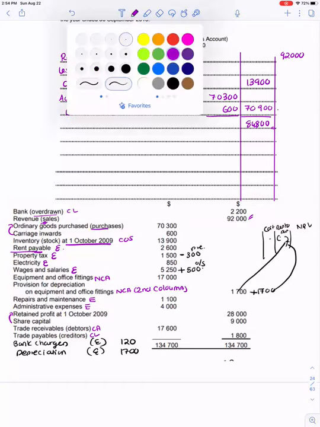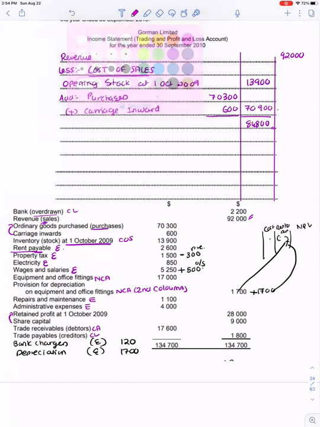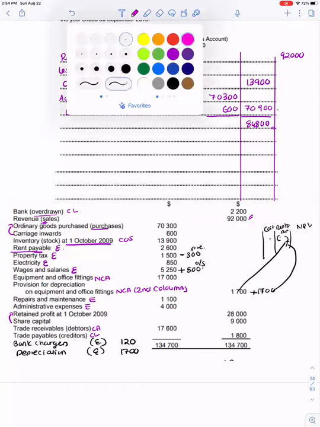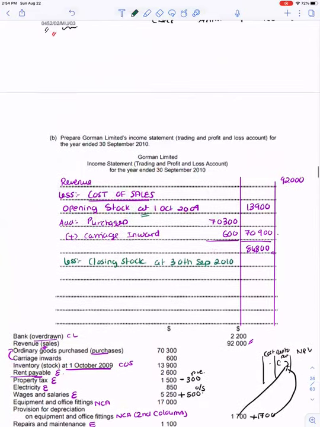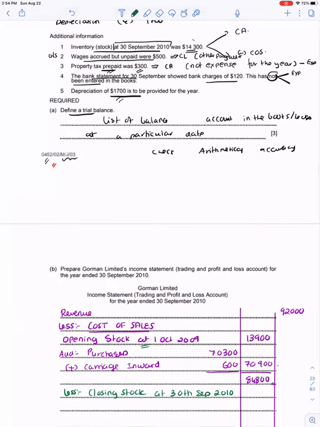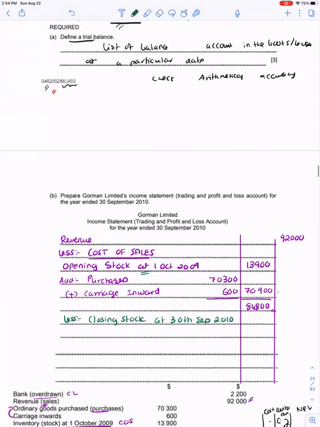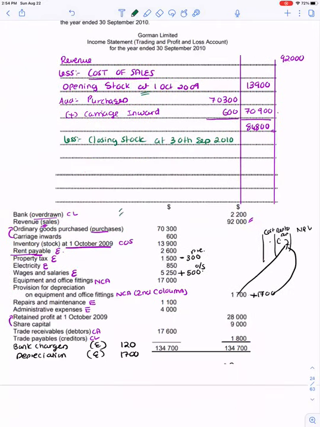You would deduct the closing inventory, and the closing inventory you will always get from the trial balance. So closing stock would be on the last date. So I will write the last date, 30th September 2010. What is the closing inventory? It is 14,300. Rest all adjustments I have incorporated in the trial balance.